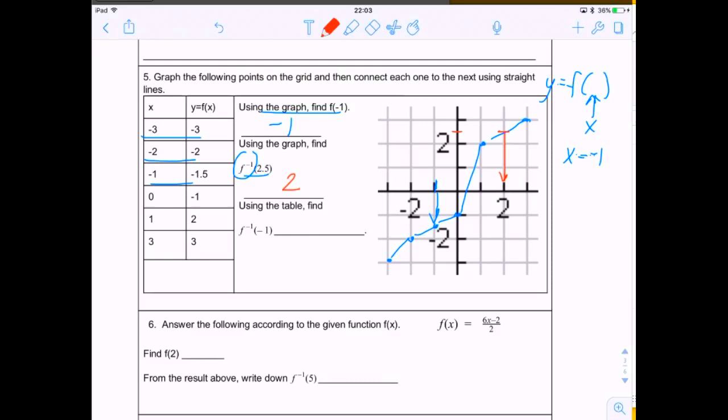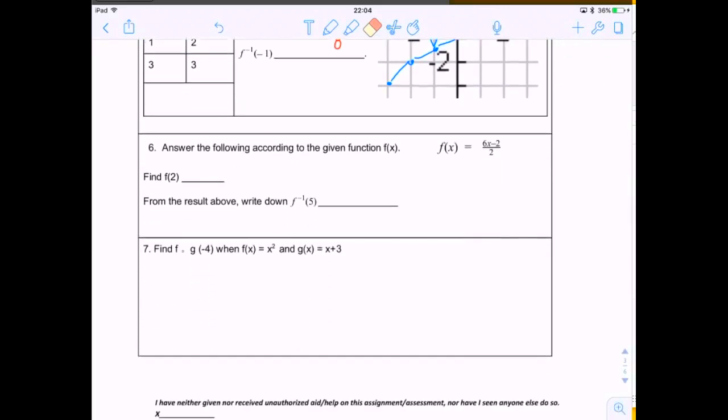Last one, using the table, find the inverse function of -1. Here, again, we're going to find the y value of -1, which is right here, and then we're going to follow it to the x-axis, and we discover that this corresponds to an x value of 0. Okay? All right. Moving on.